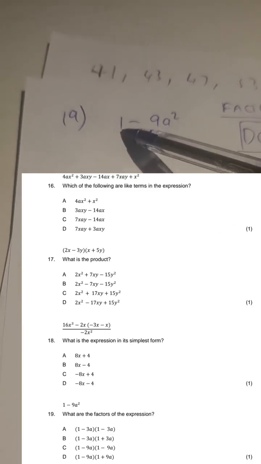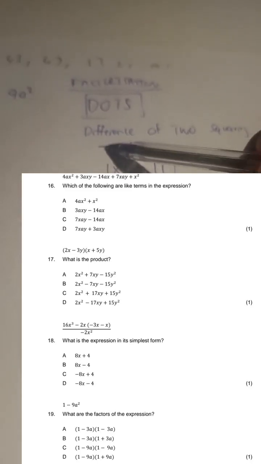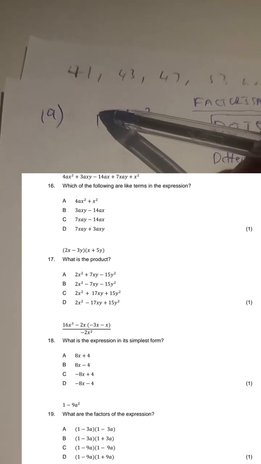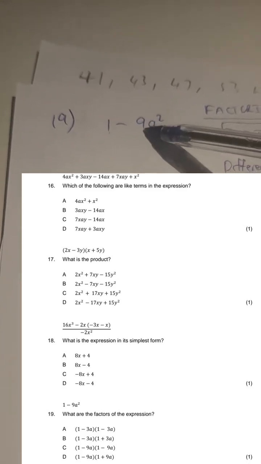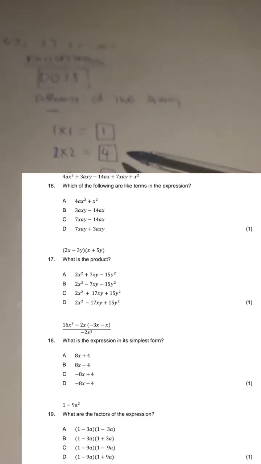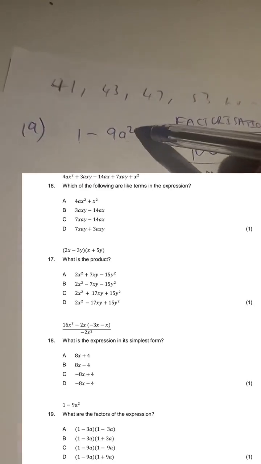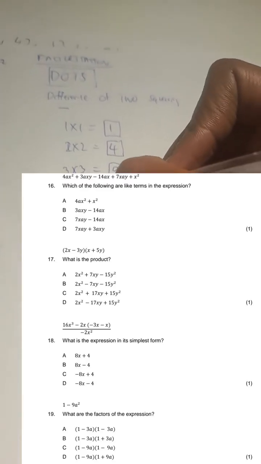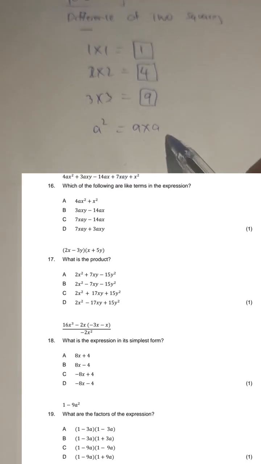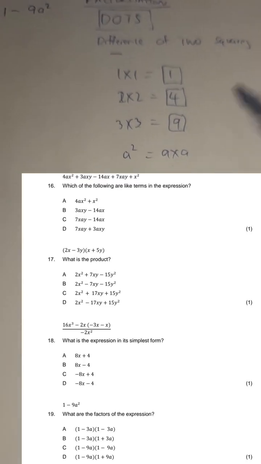So as you can clearly see, this is truly a difference. Difference means minus. Of what? 1 is a perfect square, which is clear from what we can see. 9, the number, is also a perfect square, which we can clearly see. And a squared is also a perfect square because a squared is formed by a times a, multiplying a by itself. Do you see this?